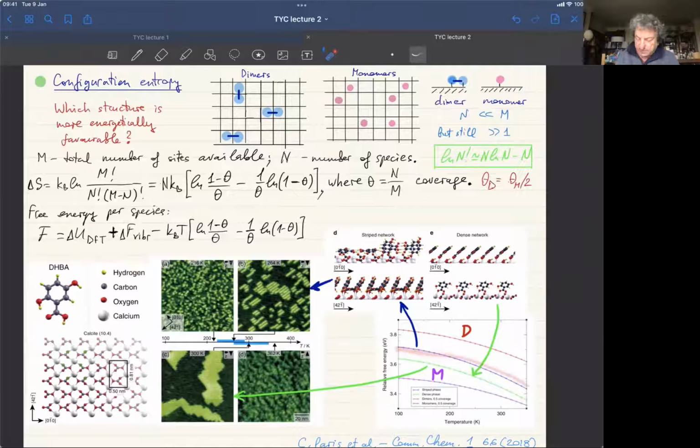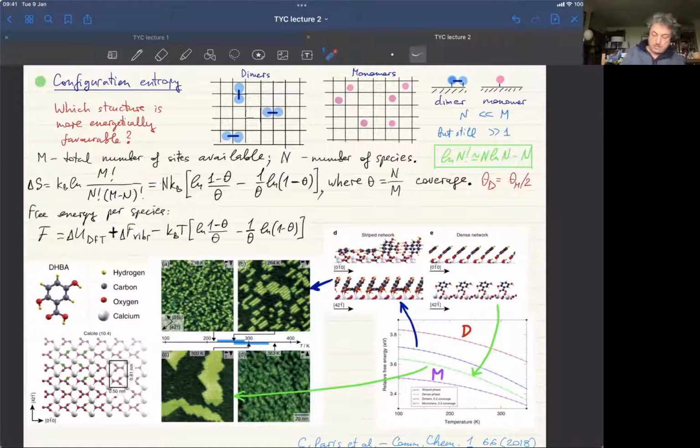So how can one calculate all these four? For the striped and dense network it is kind of easy. You place molecules on the surface, you identify what the unit cell is, and you calculate vibrational frequencies of the whole system, including some top layers of the surface itself. Once you have the vibrational frequencies and you have the DFT energies, you just add them up together and you have the free energy of the whole system as a function of temperature for each phase.